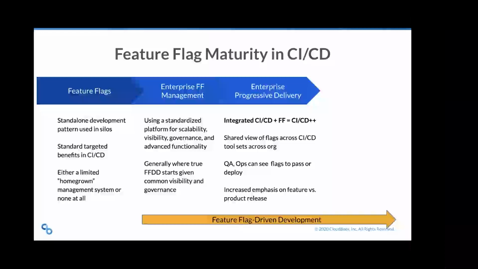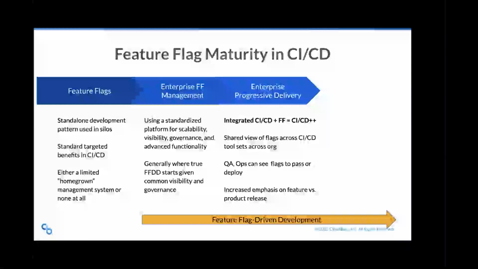The next stage is really what we're talking about today. This is what we're calling enterprise progressive delivery. This is where, by injecting feature flags into your CI and CD processes permanently, formalizing it and creating that shared view of flags across CI/CD, particularly CD, now you're pulling your ops teams in. QA and ops get to see what flags to pass or deploy. Doug's going to show that in a moment. And really, this is where you start to see that organizational shift from looking at releases through a feature lens versus a product release, and a bits release, so to speak.